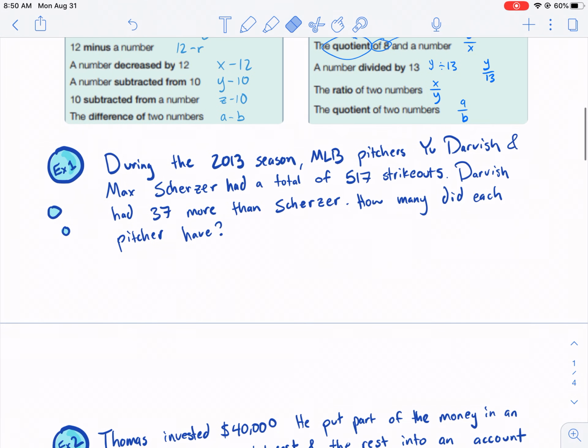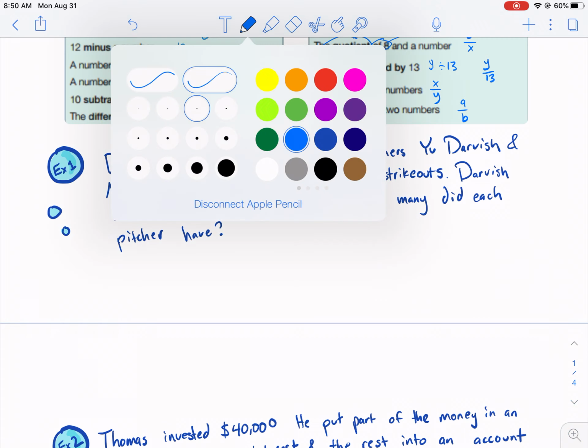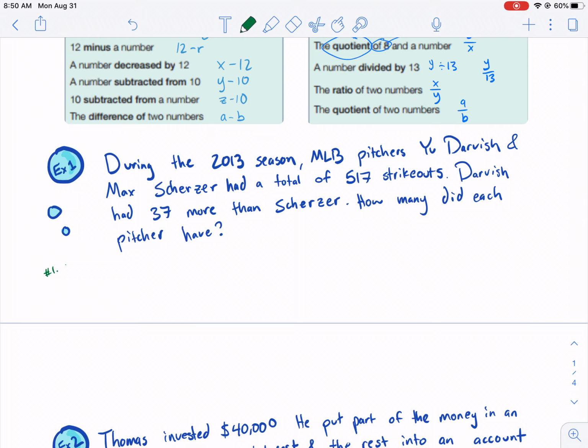During the 2013 season, MLB pitchers Yu Darvish and Max Scherzer had a total of 517 strikeouts. Darvish had 37 more than Scherzer. How many did each pitcher have? First thing you should probably do is define your variables. So number one, we need to define variables.